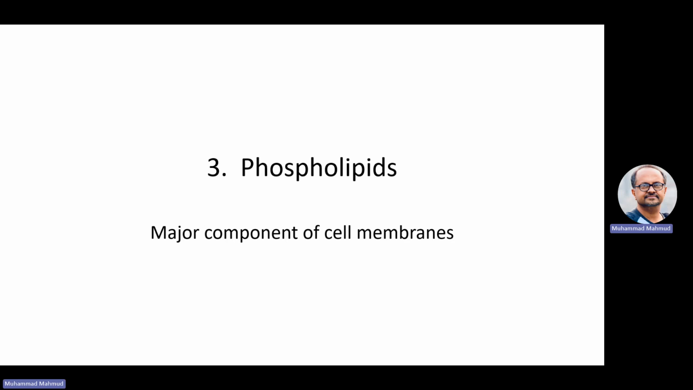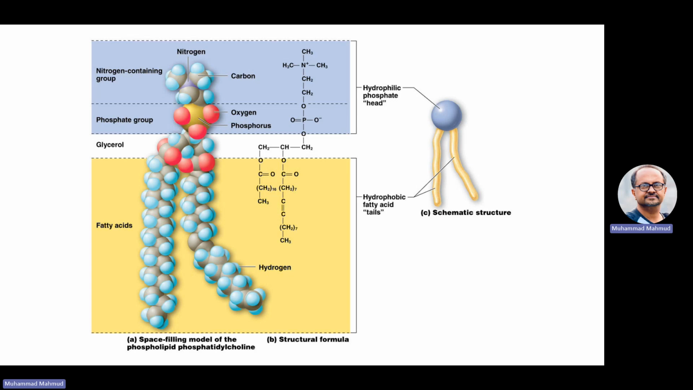So after fatty acid and triglyceride, the third type of lipid is phospholipid, which is the major component of the cell membrane. And this is the classical representation of a phospholipid. So what do we see here? Starting with the right side of the slide, you see a large head. This is the hydrophilic phosphate head.